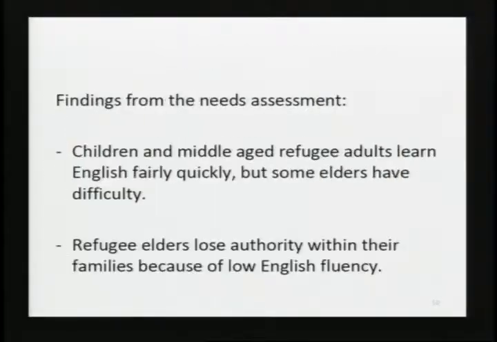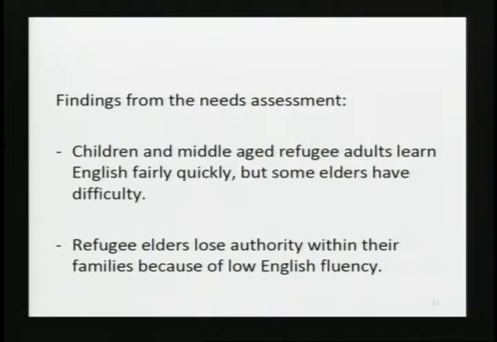So I conducted several focus groups, and we found a number of things from these focus groups. I'd like to report what we found. One of the issues, and the one that I'm going to be focusing on in the presentation today, is that children and middle-aged refugee adults learn English fairly quickly, but some elders have difficulty. We also learned that refugee elders oftentimes lose authority within their families because of their low English fluency.